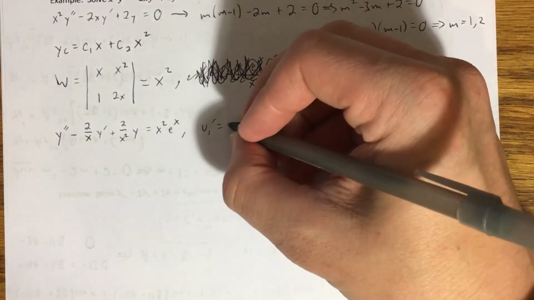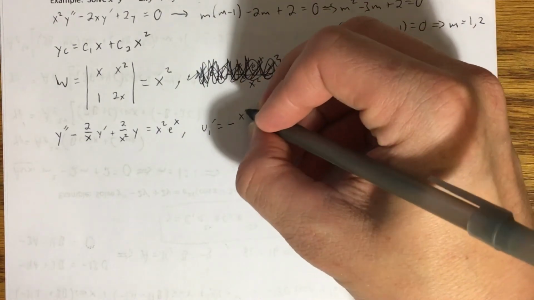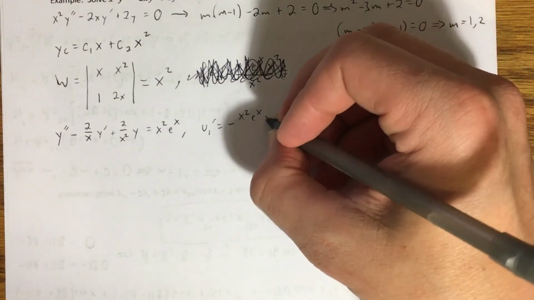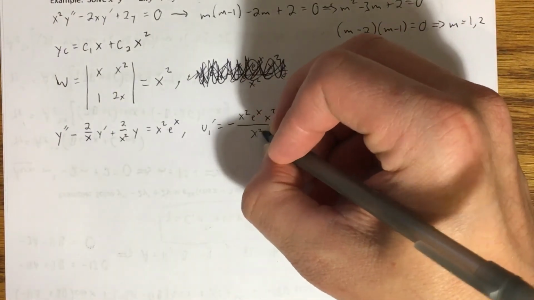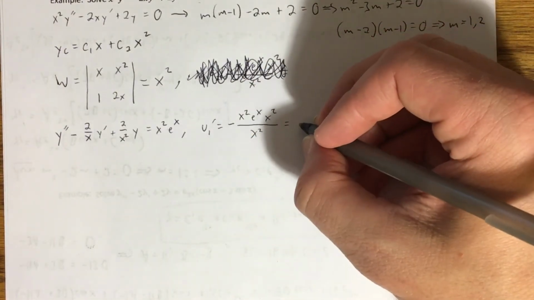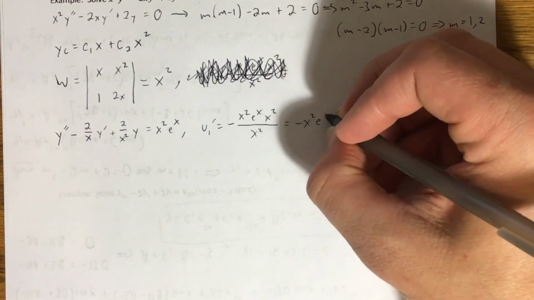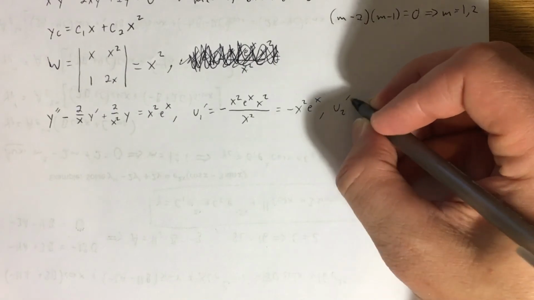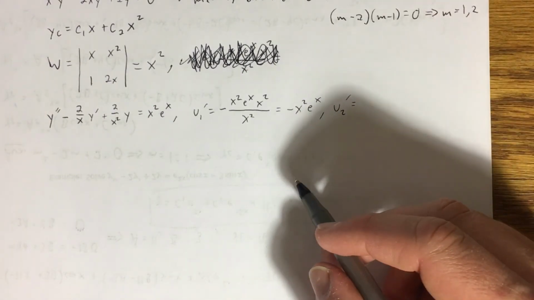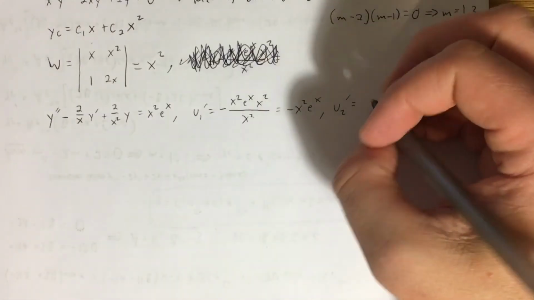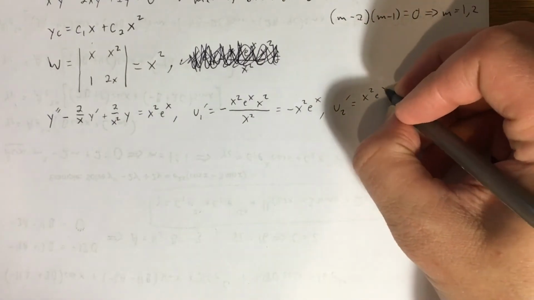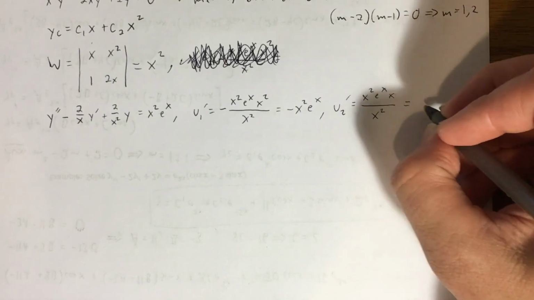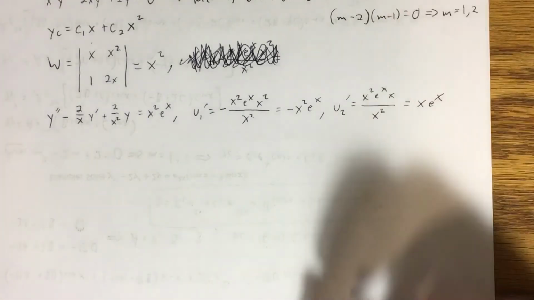u1 prime is equal to negative f of x, which in this case is x squared e to the x, times y1, which is also x squared, all over x squared, and we see that simplifies down to just negative x squared e to the x. u2 prime, I have to find that next. u2 prime is equal to f of x times y1, so that's x squared e to the x times x over my Wronskian x squared. That simplifies to x e to the x.